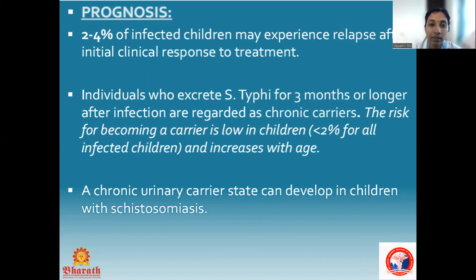So another thing is 2 to 4% of the infected children may experience a relapse also after the initial clinical response to treatment. So relapse rates are also there. Individuals who excrete Salmonella typhi for 3 months or longer after infection are regarded as chronic carriers. The risk for becoming a carrier is low in children and increases with age. We are able to clearly eradicate the infection in children, but as the age increases, the chance of becoming a chronic carrier is more. Even a chronic urinary carrier state can develop in children with schistosomiasis.